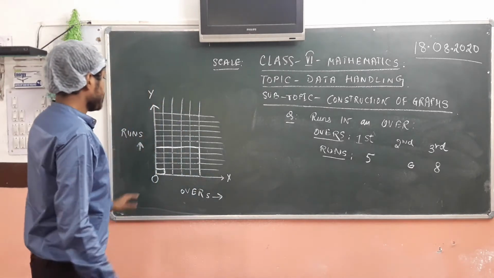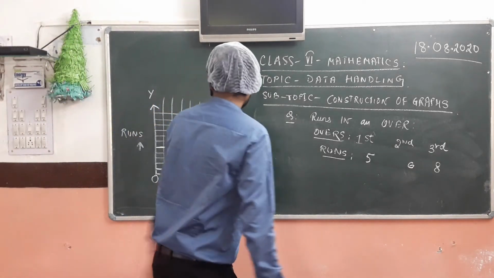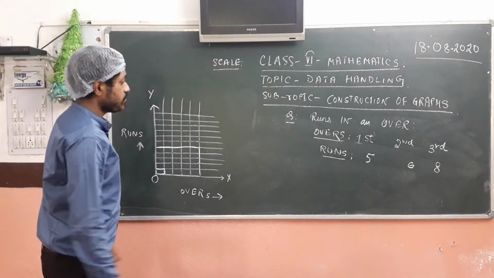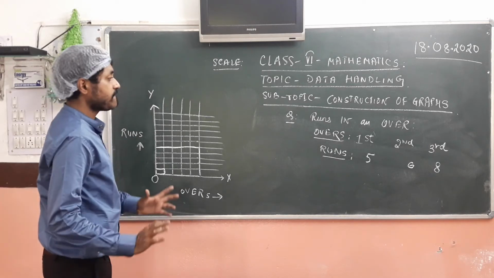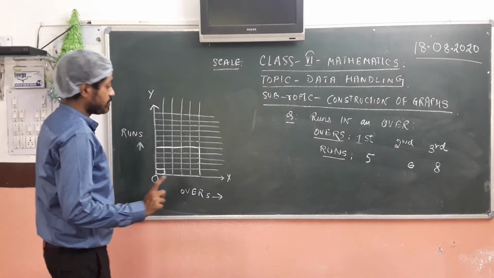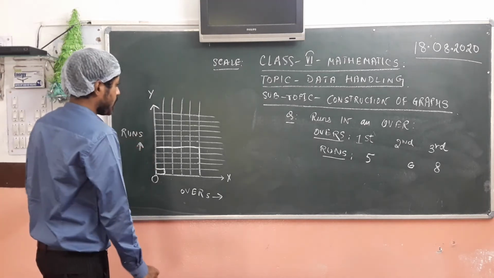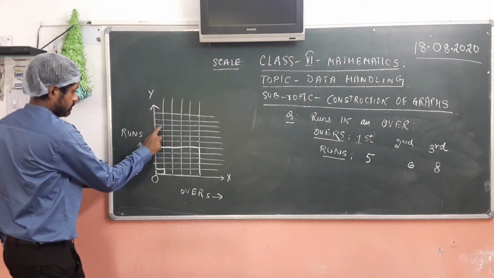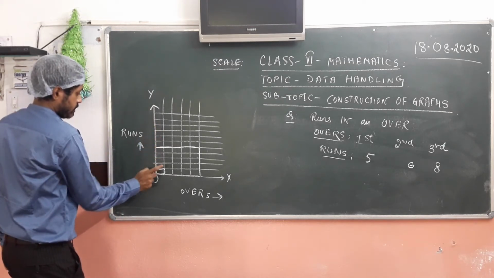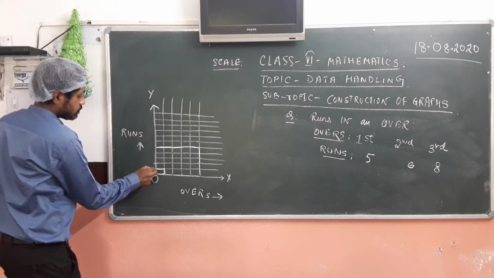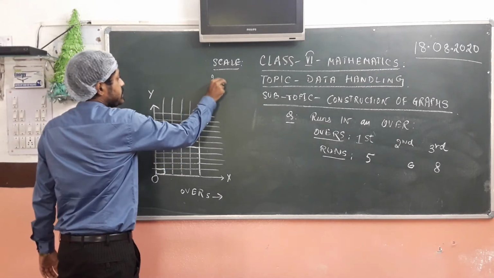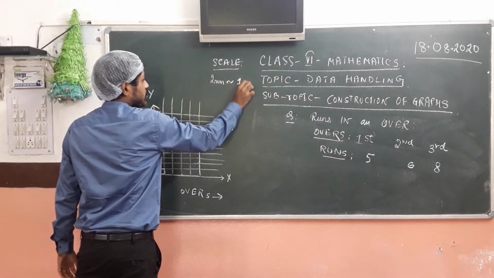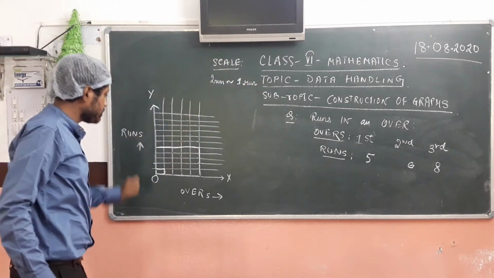Is it clear to you? Now see, first we'll draw a bar graph for this and then the corresponding line graph. In the first over, there was a score of 5 runs. So first we need to mark the runs on the graph. How do we mark that? We say 1 box is 1 run. So 2 millimeters is equivalent to 1 run.